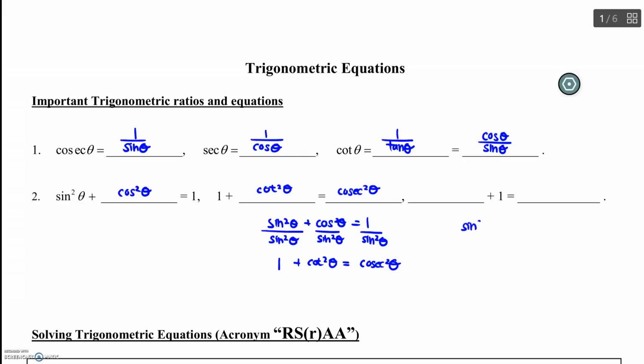From the first identity, when we divide the equation throughout by cosine square theta, we'll be able to obtain tangent square theta plus 1 equals secant square theta.